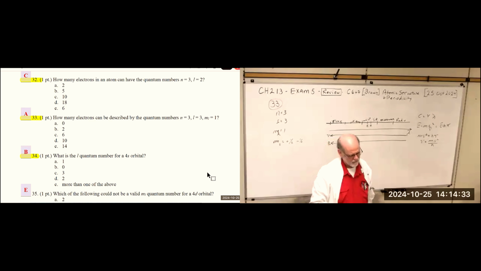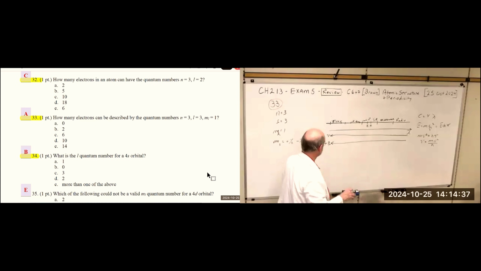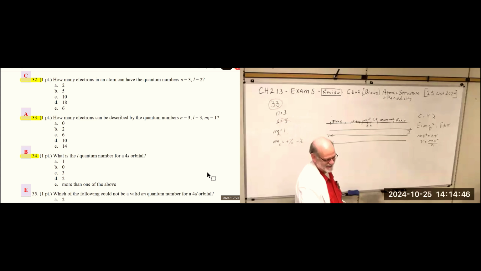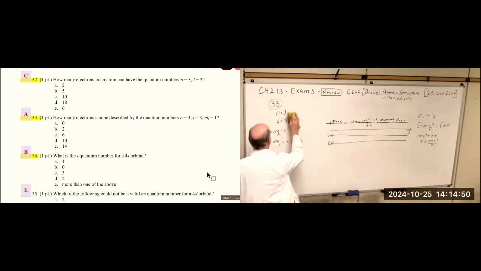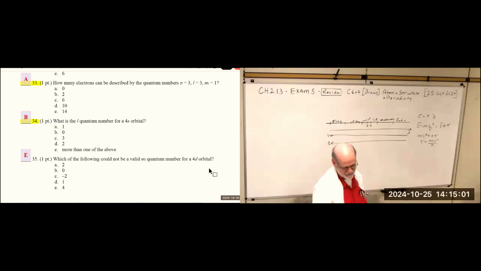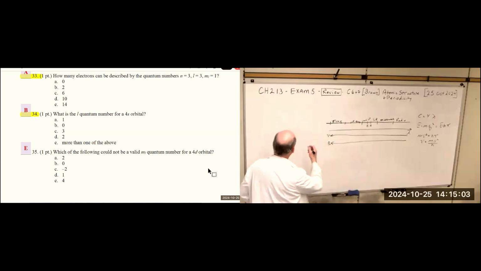Oh, excuse me. Trick question. It is a trick question. If n equals 3, can L equal 3? No. No electrons. I trap myself with that one every time. I can only get to 2 when n is 3. So it can't happen. Yeah, that was a trick question and I caught myself.